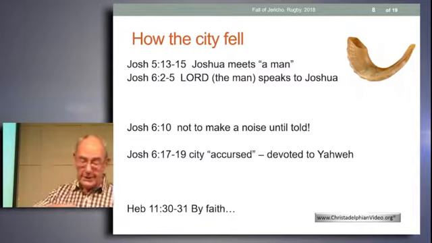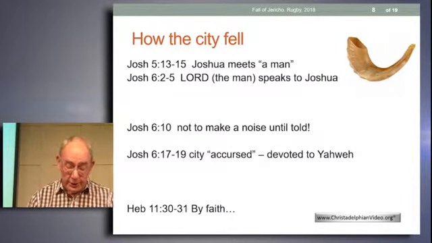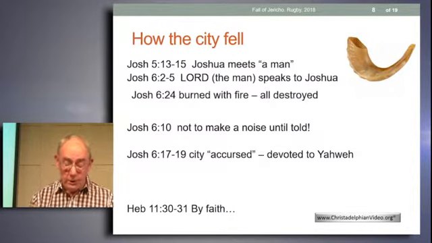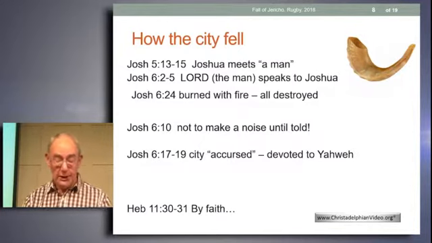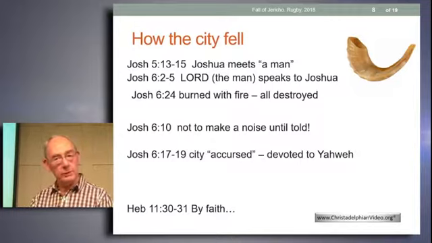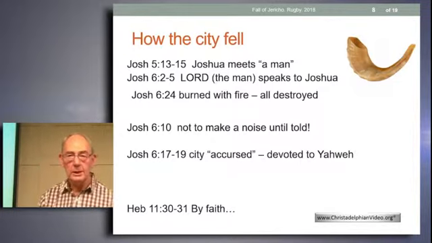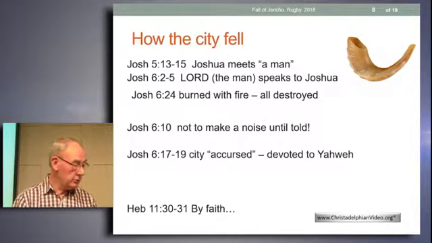Verse 24, which you just missed out. They burned the city with fire, and all that was there, only the silver and the gold, the vessels and the brass and iron, they put into the treasury of the house of the Lord. Those were the things that were devoted to God. But everything else was burnt. It was a complete destruction.